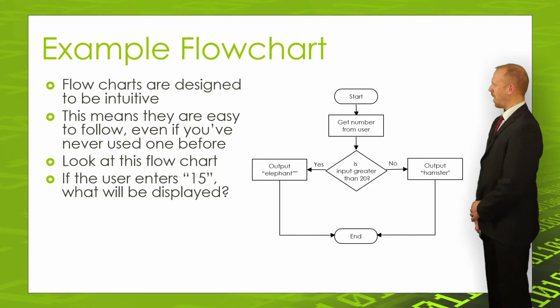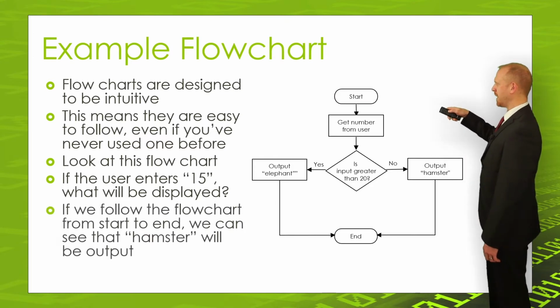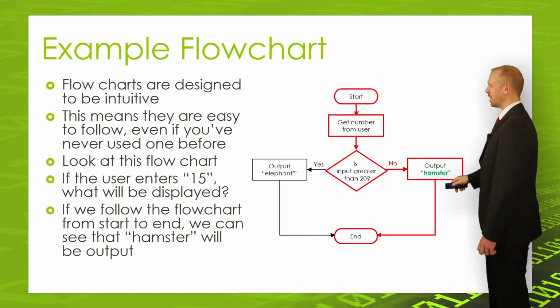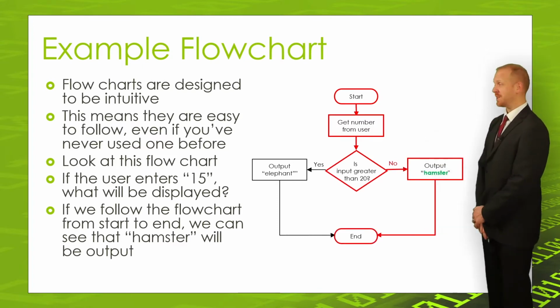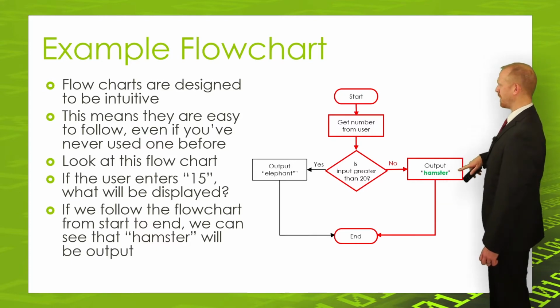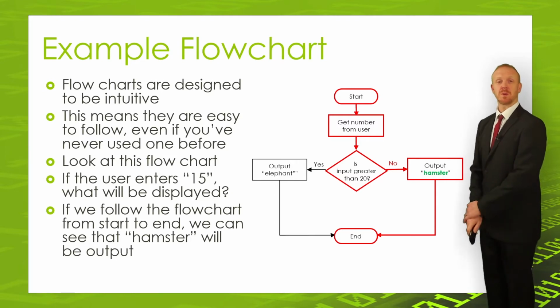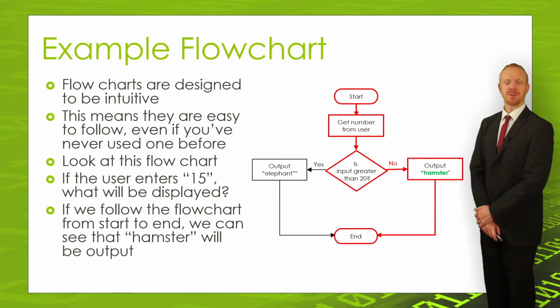Well, hopefully you started at the beginning and you followed the arrow through here. You got to a question. The answer to the question was no, so you followed the arrow through to the end. And the only box that you passed through was this one here that said output hamster. So hamster is what's going to be output, hamster is what's going to be displayed.